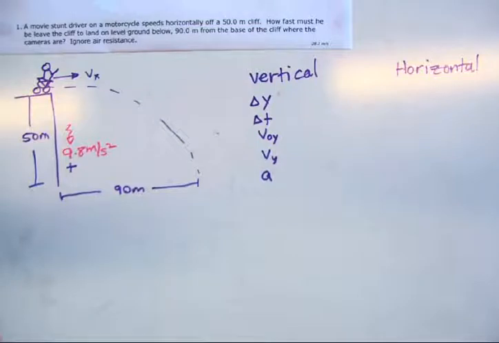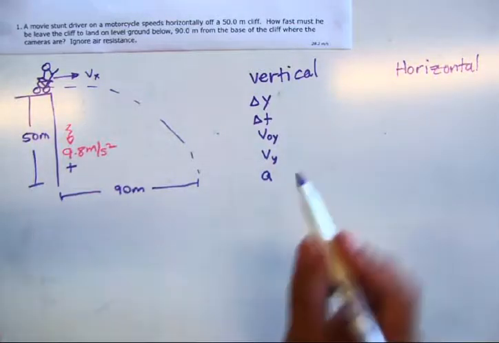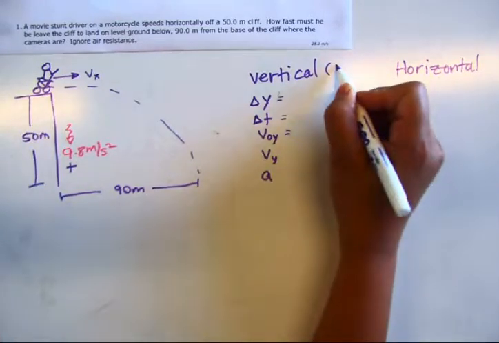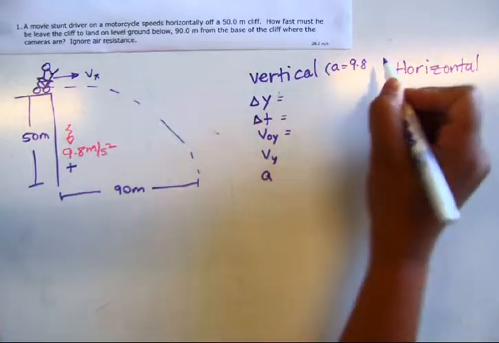In the vertical direction, its speed is changing, right? As time goes by, it's going to get faster and faster because it's accelerating in the vertical direction. Does that make sense to you? So what do we know? Okay, so here, a equals 9.8, right?